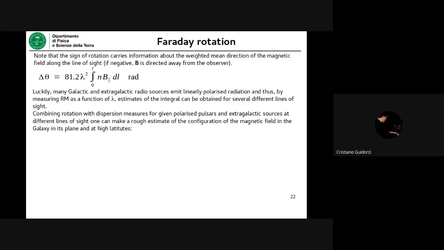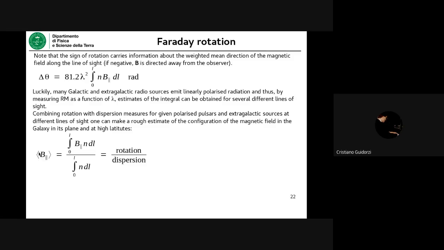And the beauty of this is that when you manage to measure from the very same source, so from the very same line of sight, both the dispersion measure and the rotation measure, of course the source has to be capable of emitting linearly polarized waves, you can estimate the magnetic field. How? Well, let's see.